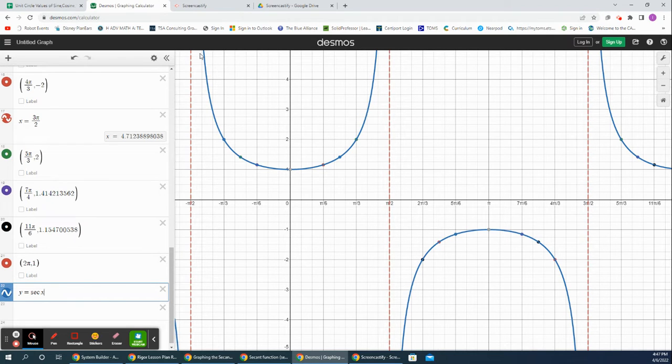Okay, now if you're wondering, look, it is going there. Look, secant is going through our points. Secant is going through our points. And it's also going through our points. Okay, but check this out.